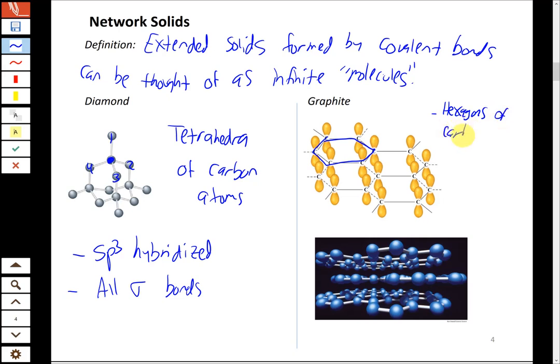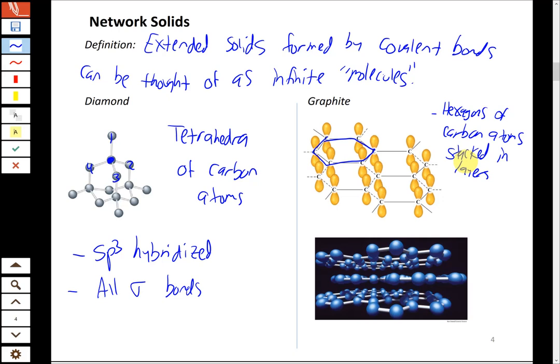You can almost think of it like a honeycomb in some sense. And they're stacked into layers. So you have these flat two-dimensional sheets kind of shaped like honeycombs, and then they're going to be stacked on top of each other to make that third dimension.